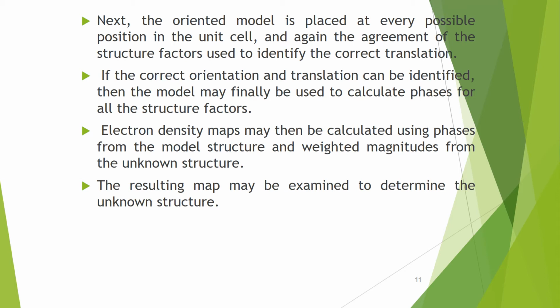An electron density map may then be calculated using phases from the model structure and weighted magnitudes from the unknown structure. The resulting map may be interpreted to determine the unknown structure.